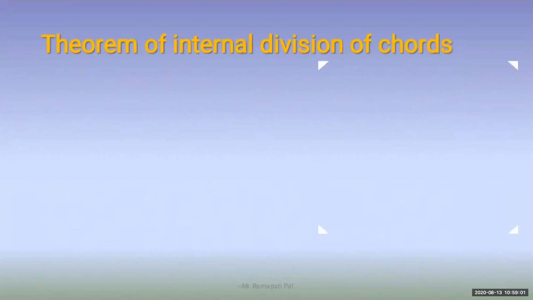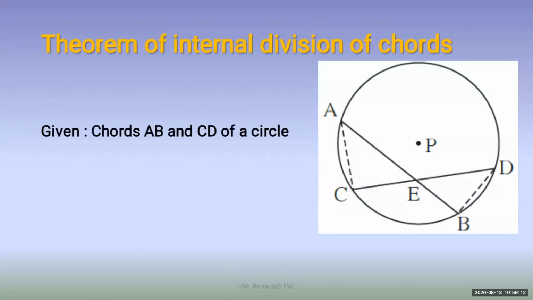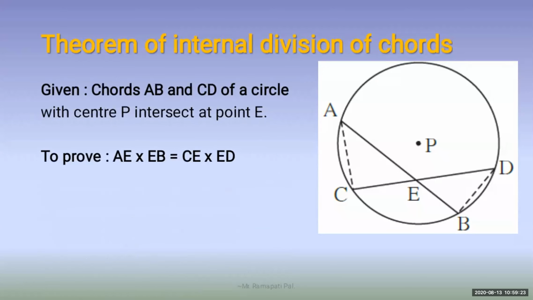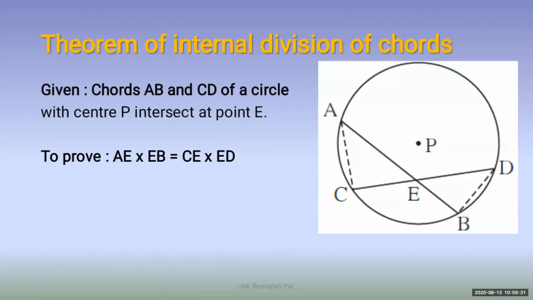Theorem of internal division of a chord. Now see the diagram. Here, what is given? Chord AB and chord CD of a circle are given. What we have to prove is that AE into EB is equal to CE into ED. Again, I am repeating what we have to prove in the theorem of internal division of a chord: AE into EB is equal to CE into ED. You can see properly how the chords intersect internally. So this we have to prove.